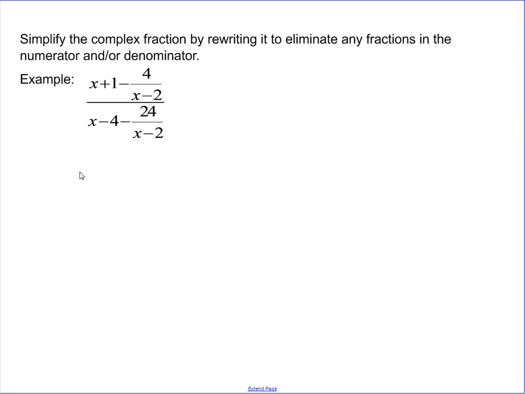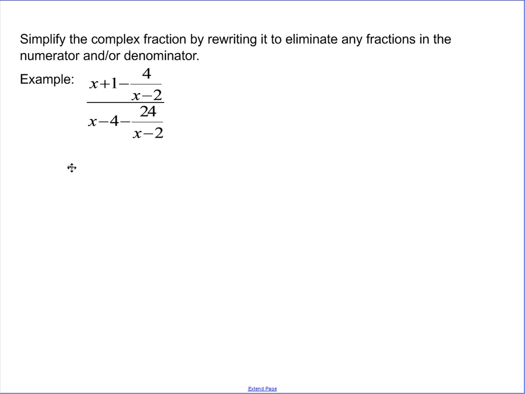Okay, welcome back. Let's try a couple more along these lines. This time it looks a little bit different. We've got x plus 1 minus the quantity 4 over x minus 2, and x minus 4 minus the fraction 24 over x minus 2. Now, if you don't recognize it, of course, these are fractions, although they're not really written as fractions.